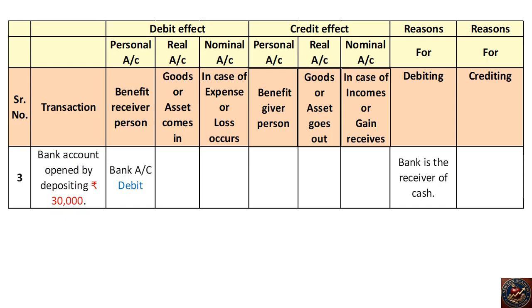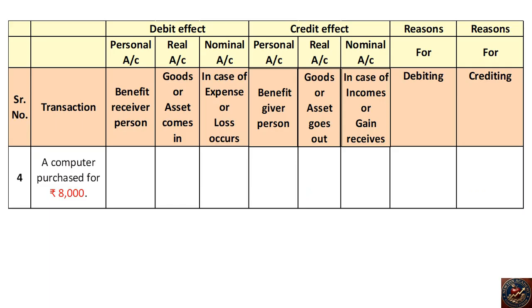The credit side, cash is an asset belonging to the business. When we deposit money into the bank, cash moves away from our physical safe. According to the real account rule, we credit what goes out. Therefore, we credit cash account. The reason for crediting is cash goes out from the business.